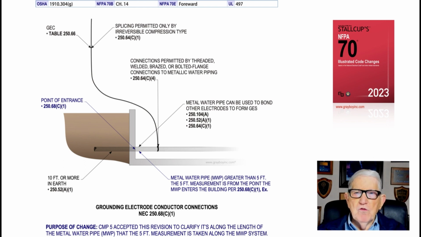Your point of entry, 250.68C1, and then notice if it's 10 feet or more of it in the earth, metal water pipe, and you are an electrode, and then you would terminate it within that 5-foot boundary, and that's what this illustration is illustrating to you in blue text and then black text to give you additional information.